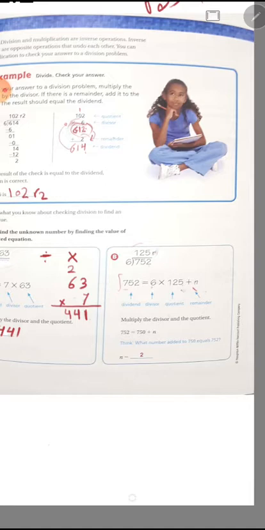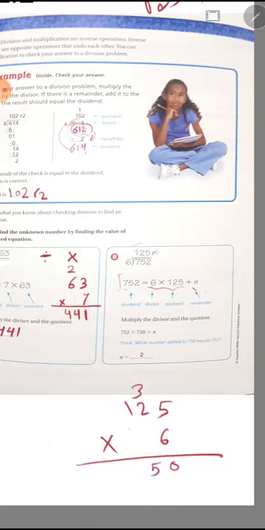Okay, now if you apply this one, I want to find this multiplied. If you multiply 6 by 125, 6 multiply 5 equals 30. So it's 0 here and 3 above the tens. 6 multiply 2 equals 12 plus 3 equals 15. So I put 5 here and 1 above the hundreds. 6 multiply 1 equals 6 plus 1 equals 7.